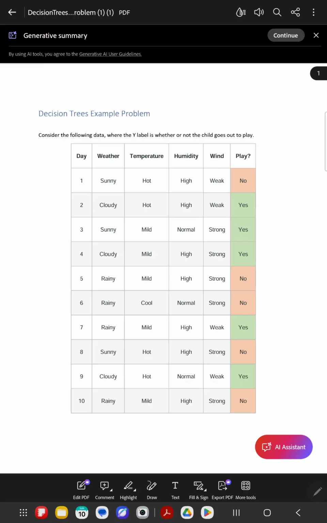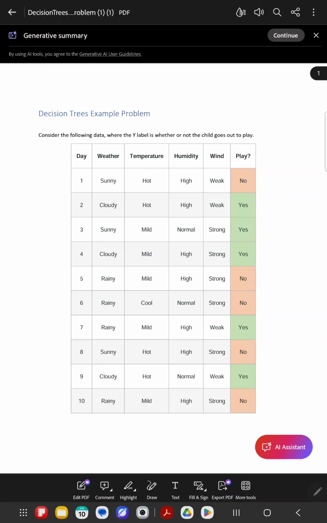So now there are 10 rows. The initial entropy will be, you can pause and answer this. Yes, the initial entropy will be 1 because exactly half of the rows have the label yes and remaining half of the rows have the label no. Okay, so the entropy is the highest when half of the rows have one label and the remaining half have the other label. So the initial entropy will be 1.